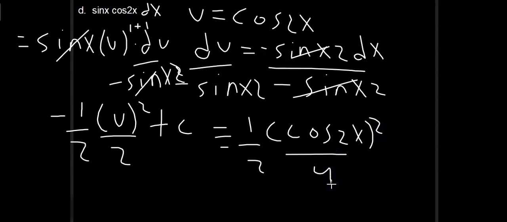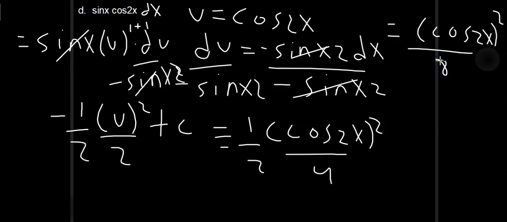So let me just write my answer over here. When you multiply 1 by cos 2x, you're going to get cos 2x to the whole power of 2, and then the whole over 2 times 4 is 8, plus c. So this will be your last answer: cos 2x over 8, the whole power of 2, plus c, and that will be your last answer.